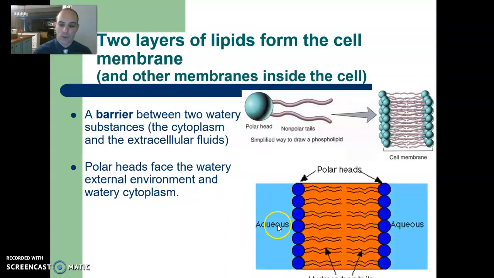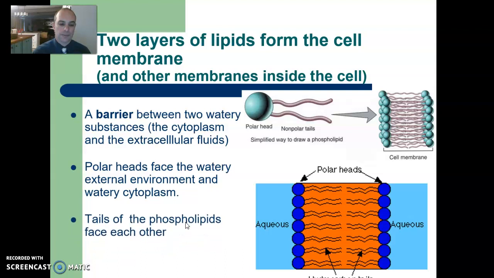Water, aqueous. Remember, aqueous means water. Down here's water again. Here are the polar heads. The tails of the phospholipids face each other. So the tails face each other. When you hear the term bilayer, it just simply means 2 layers. Remember, bi meaning 2.